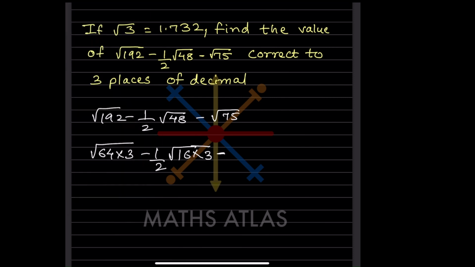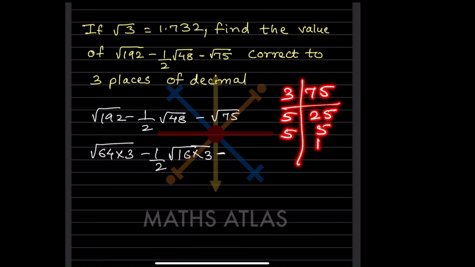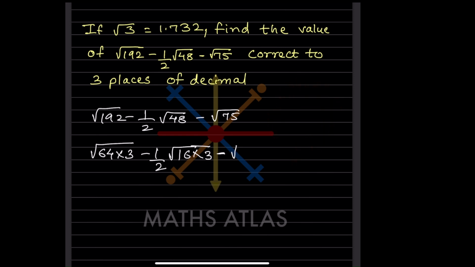Now let us go for the third one. So now this will be 75. This doesn't go with 2, so we'll go 3 25s are 75, 5 5s are 25, and 5 1s are 5. So what we can see here is 25 and 3, because 25 is a perfect square.